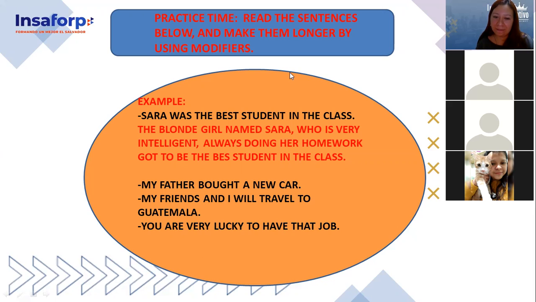I was... Puedes escoger la que está abajo. Usted es muy afortunado de tener ese trabajo. You are very lucky to have that job. Modifíquela. Deme más información.